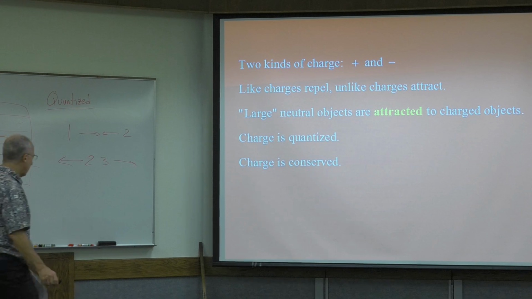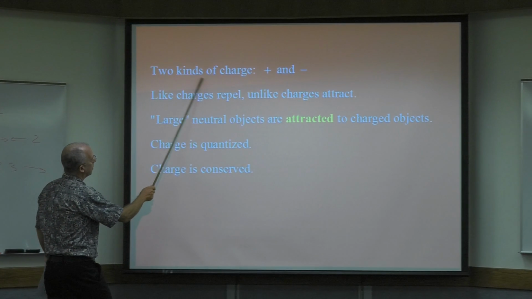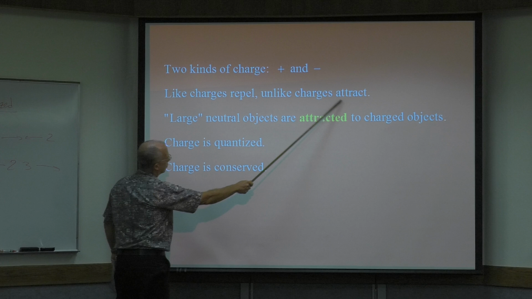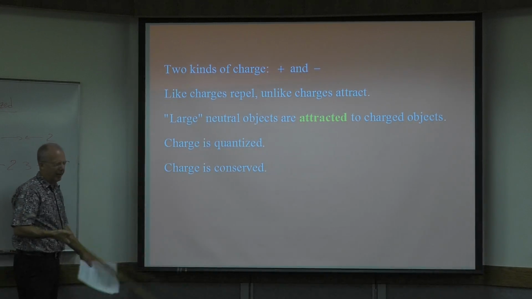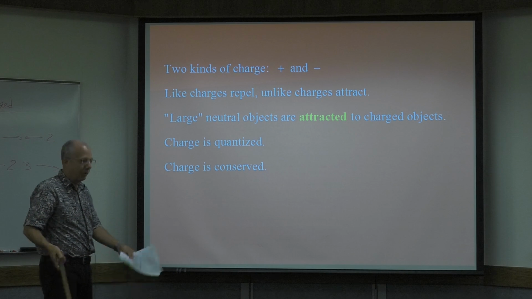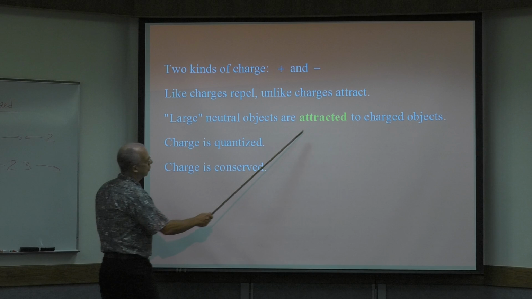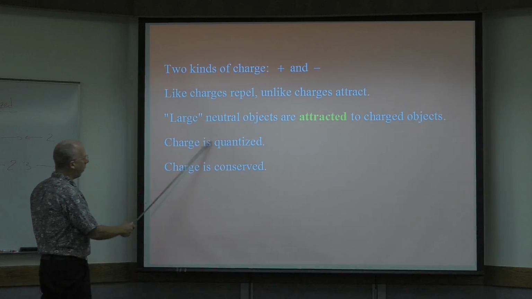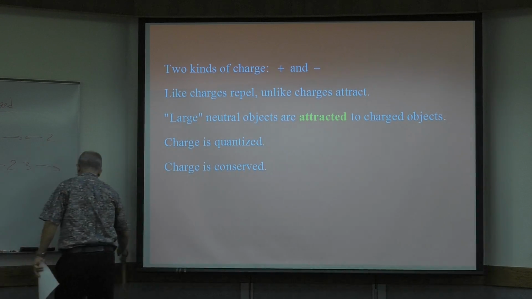Okay, so this is what we've learned so far. 2 kinds of charge, plus and minus. Like charges repel, unlike charges attract. Large, and of course I put quotes around the large because, what's large, you know? Like bigger than a molecule or something. So large neutral objects are attracted to charged objects. And charge is quantized, and charge is conserved.